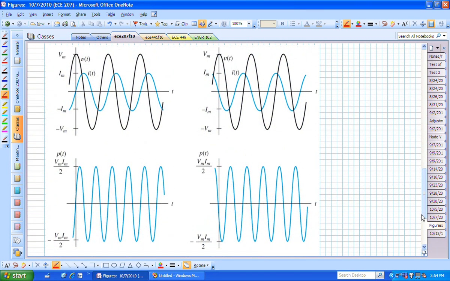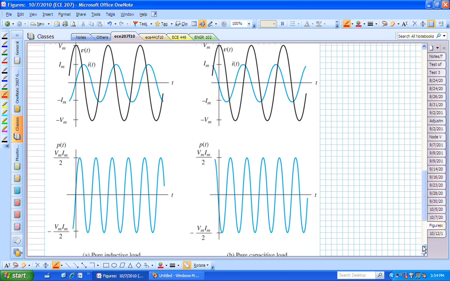On the left is our inductive load. We have our voltage. The current is 90 degrees behind that. If we multiply the black and the blue point by point for each instant of time, we get the curve below, which is the instantaneous power on that inductor. And it's oscillating at twice the frequency. If we averaged that over a period, we would get 0 for the average power.